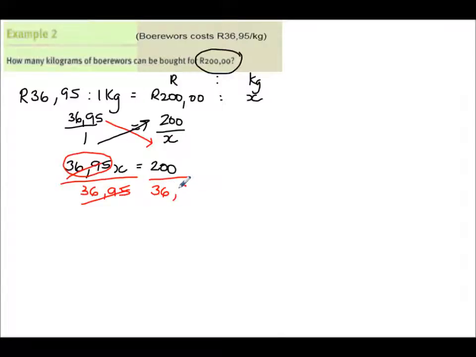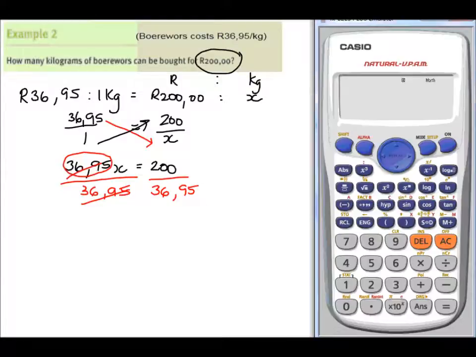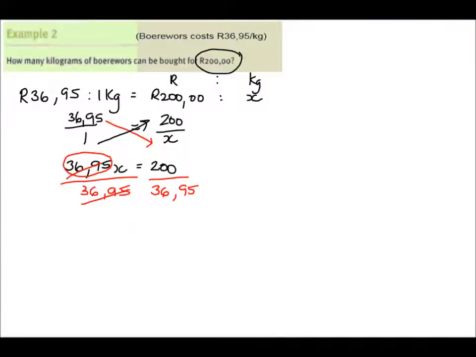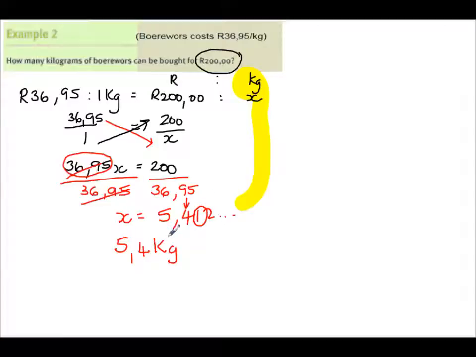So x equals 200 divided by 36.95. Go and take out your calculator, and now we go 200 divided by 36 Rand 95, and that will equal 5,412 and so on. Remember, check your answer. We are looking for kilograms. So therefore 5,4 kilograms. I'm rounding off to 1 decimal place. I look at the neighbor. It is less than 5. That remains the same. Delete the other values. So I can get 5,4 kilograms for 200 Rand.